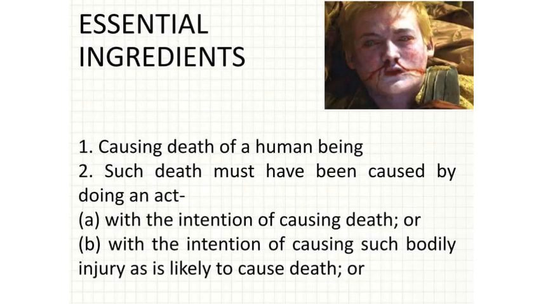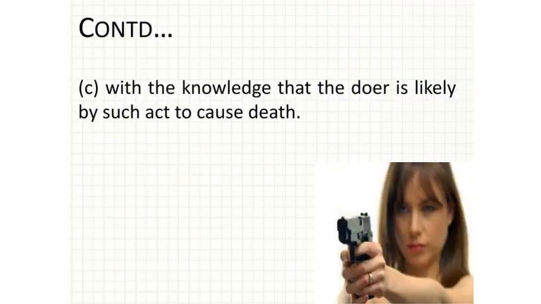The essential ingredients of culpable homicide are causing the death of a human being. The death caused must be by doing an act with the intention of causing death, or causing a bodily injury likely to cause death, or if the person is aware or has the knowledge of it.